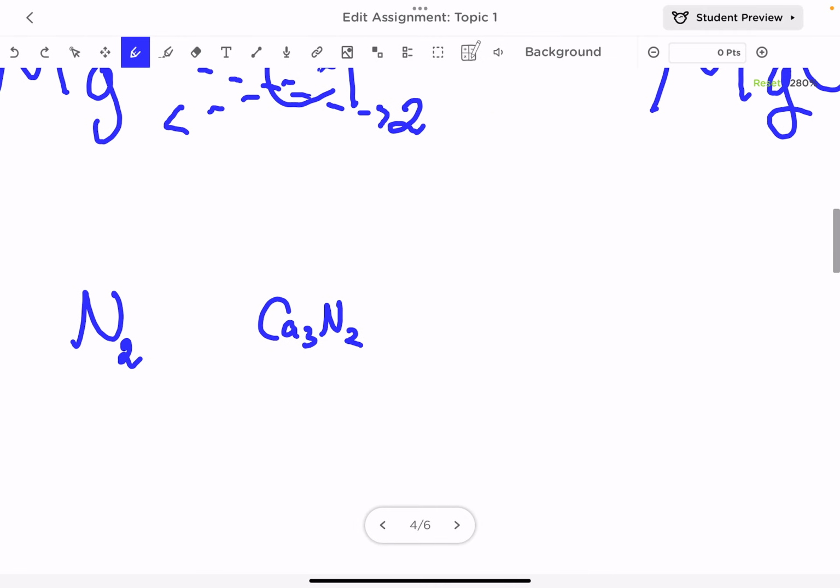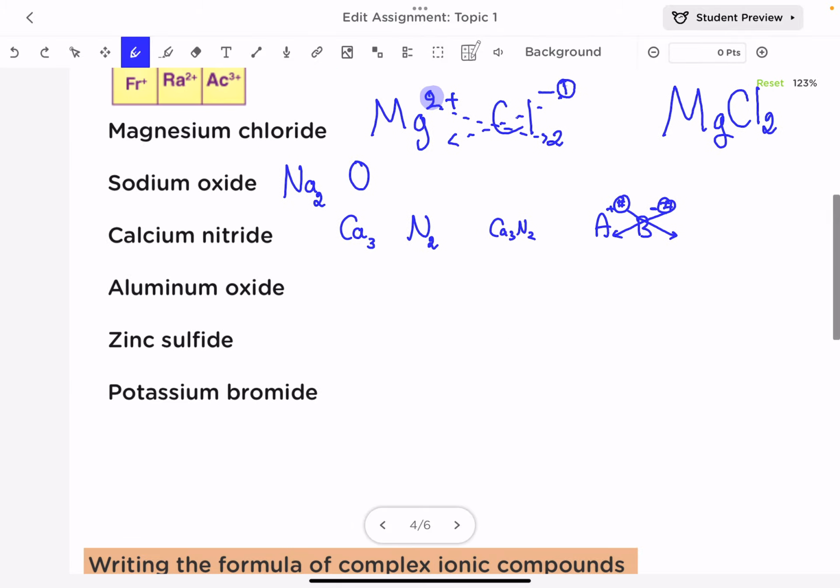Always, the charge numbers, you write them as subscripts to the other element. So if I have A and B, whatever charge number I have here and whatever charge number I have here, I transfer it to the other side and then I erase it.